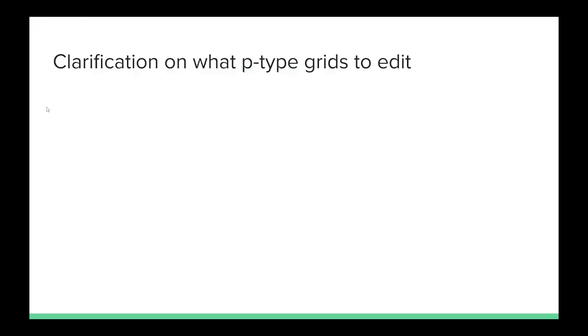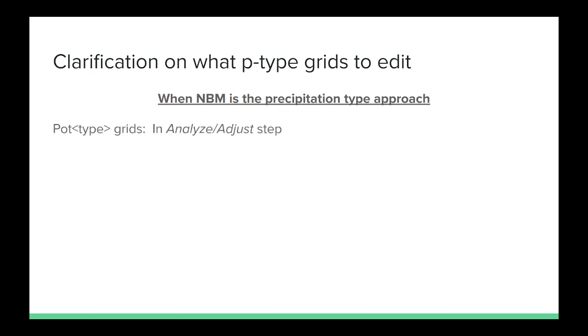So we're going to start off with a little clarification here on what precipitation type grids to edit when you're working with MBM data as the precipitation type approach. If you recall, when you get into the Analyze Adjust step, you will have the probability of type, or POT type, grids loaded there in the Grid Manager. When you want to adjust the timing or the ratio of your desired forecast precipitation types, you will want to modify these probability of type grids at this point.